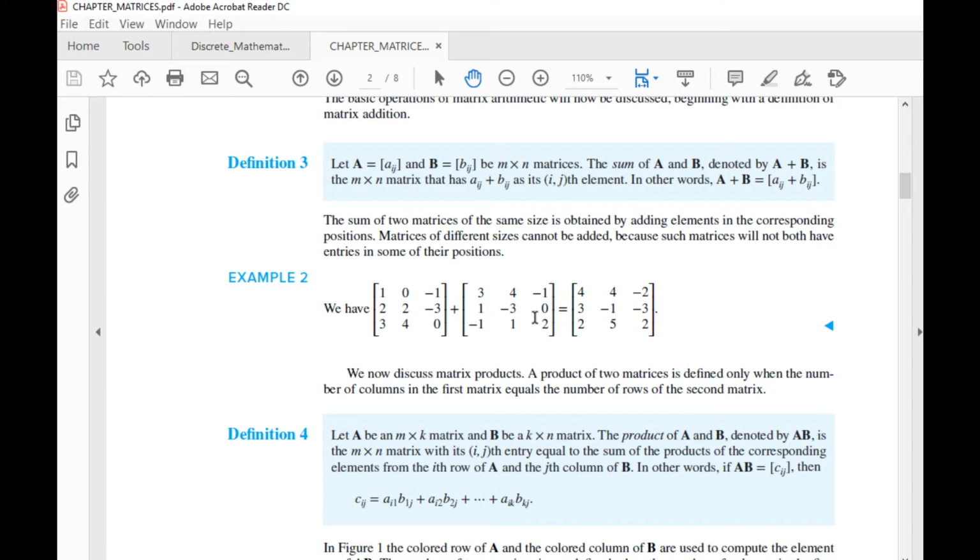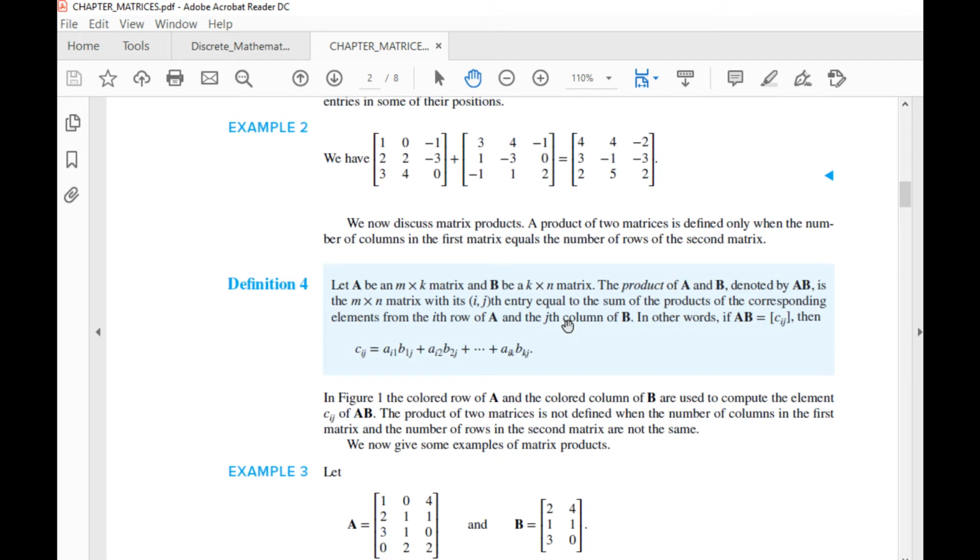So let's look into the solution now. As you can see, we will just be adding them as is. So 1 plus 3, you get 4. 0 plus 4 is 4. Negative 1 plus negative 1 is negative 2. So it's quite basic, an easy way to solve the problem. Okay, I hope we're done with matrix addition.